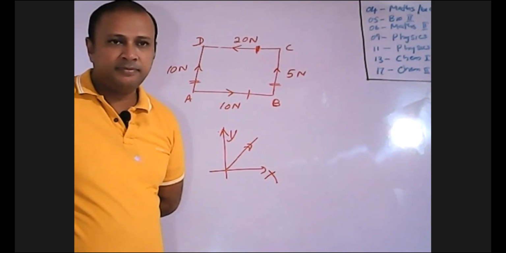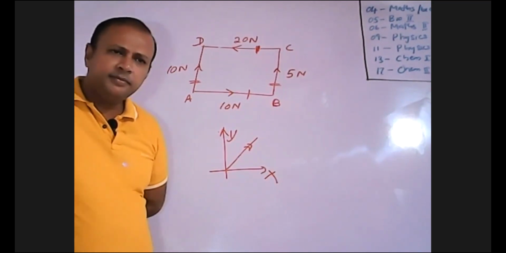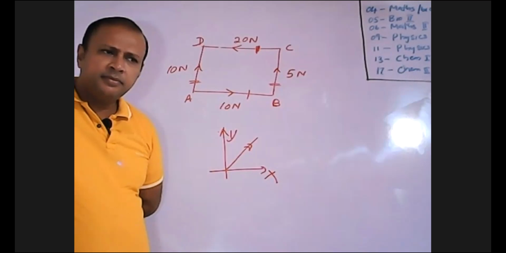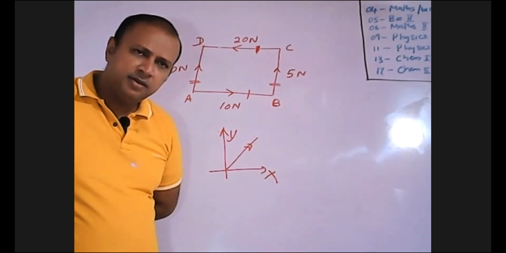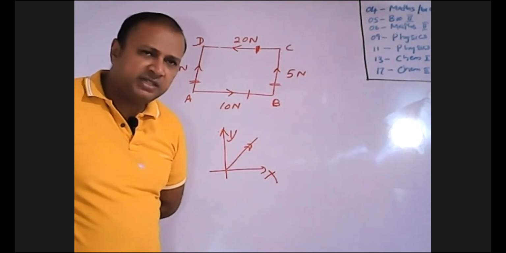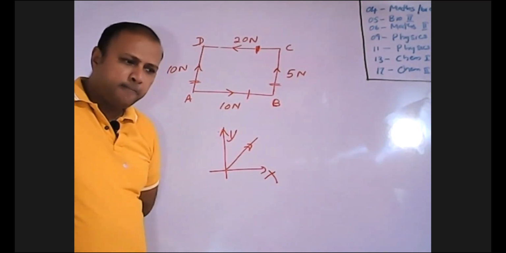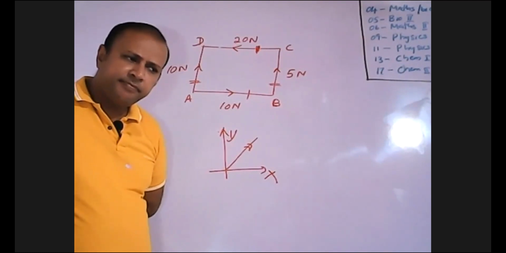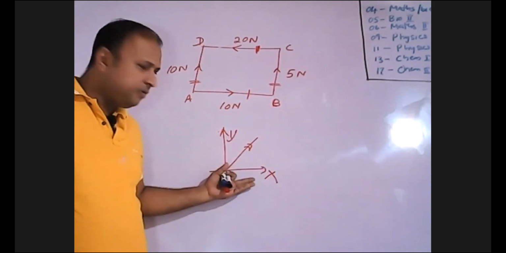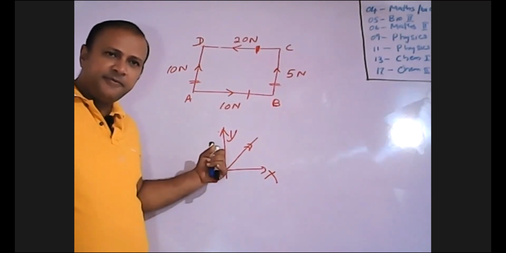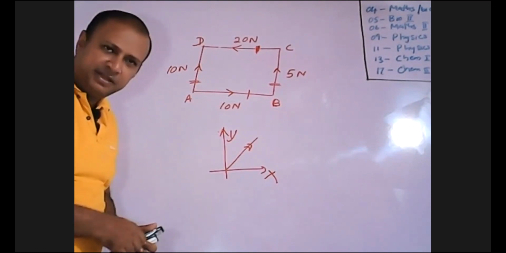So can't we use this method for the rectangle? Sorry? Can't we use the resolved component method for the rectangle? I don't understand your question. What is the result component method, miss? The resolved components. Using that method, can't we find the resultant force of the rectangle? So that is the method we have applied, no?